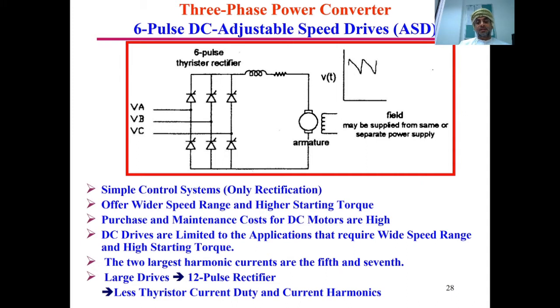The two largest harmonic currents that will result if we provide energy to the DC motor by using power electronics will mainly be the 5th and the 7th. If we have a very large motor, then in that case, to reduce the harmonics, it will be better to use what we call a 12 pulse rectifier. This one is 6 pulse: we have 6 devices that create 6 pulses. So we have to use the 12 pulse, and that will reduce the amount of harmonics. This is how the voltage will look like.